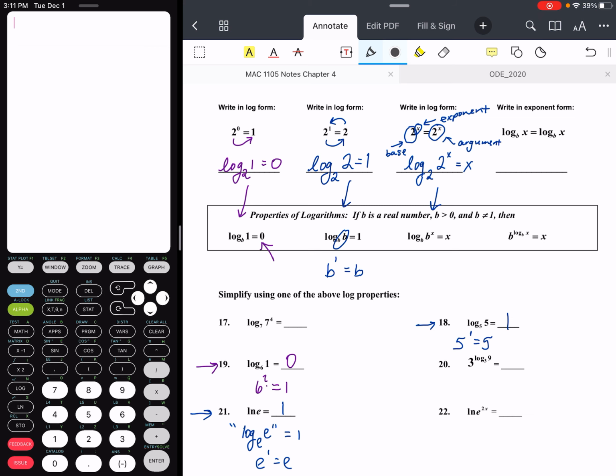Let's think about why this works. So b, my base, right there, the little base, b raised to my exponent, x, equals my argument b to the x. So it looks kind of overly intuitive, b to the x equals b to the x.